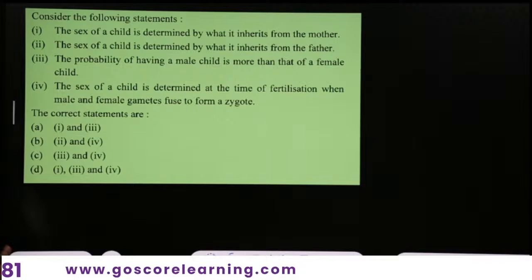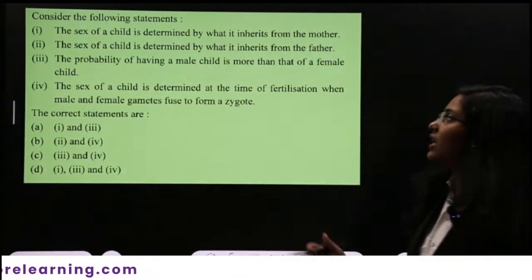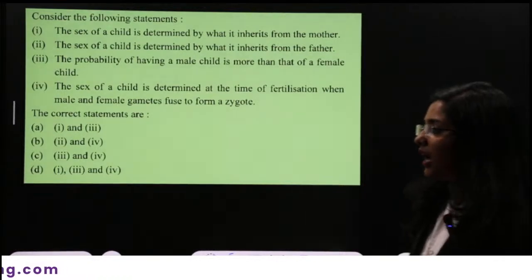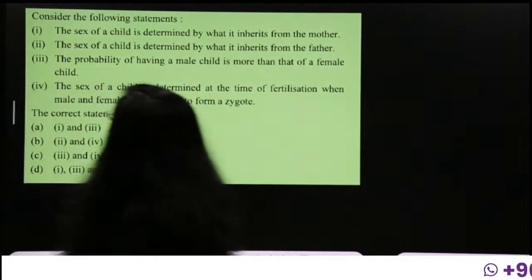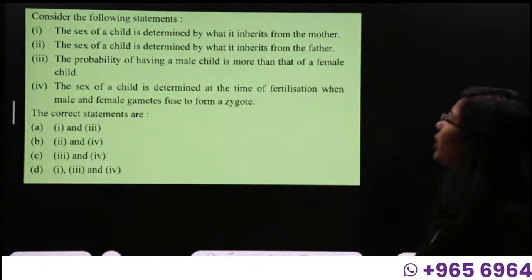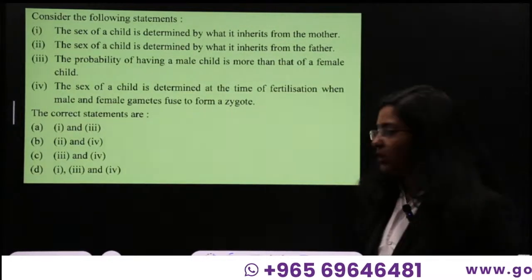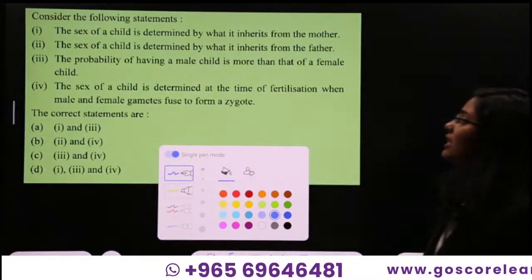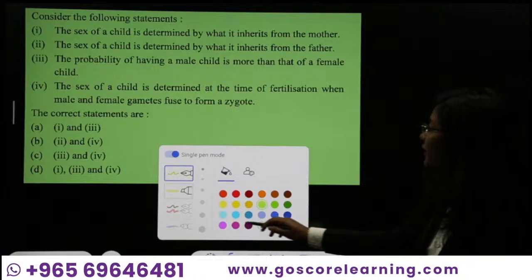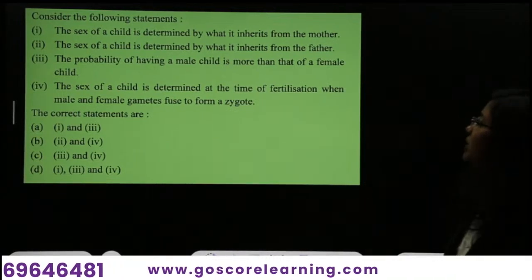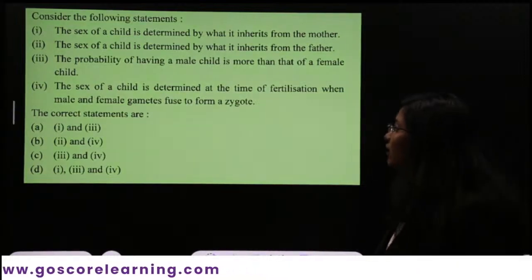Consider the following statements. They have given certain statements, and here you have to read the statement. What is the statement given here? The first statement: the sex of a child is determined by what it inherits from the mother. The second statement is the sex of a child is determined by what it inherits from the father. Then the third statement: the probability of having a male child is more than that of a female child.